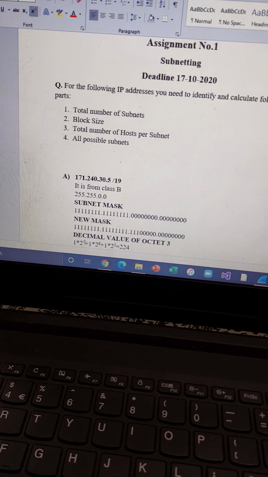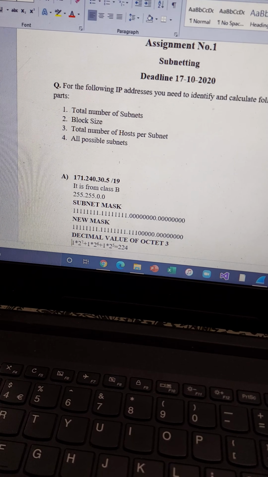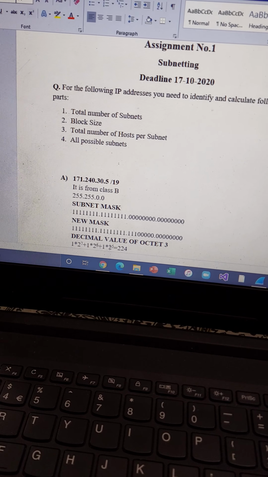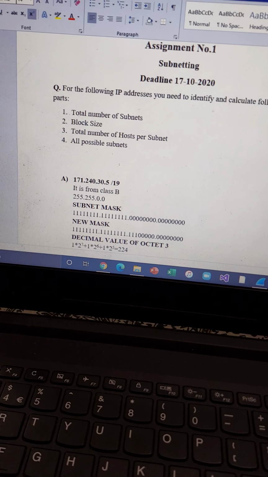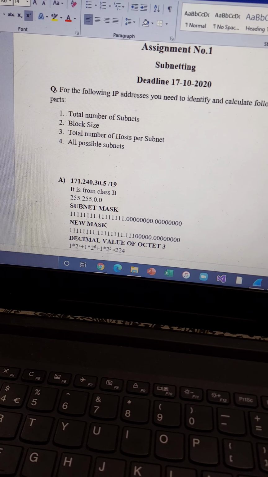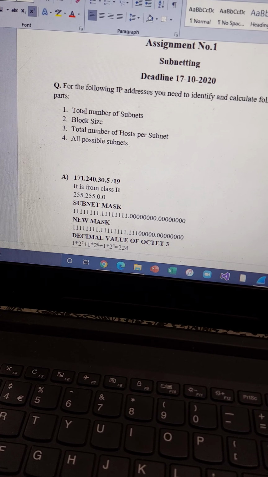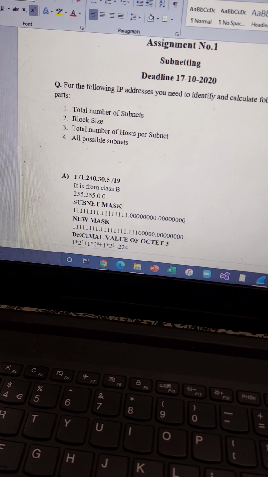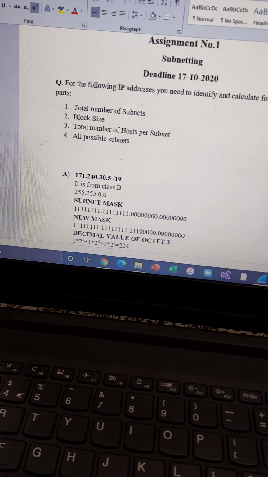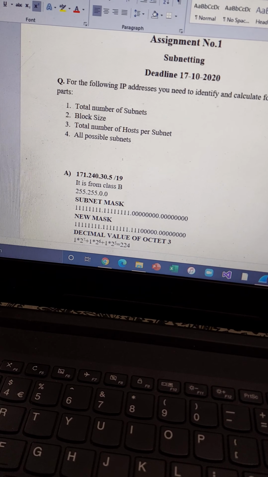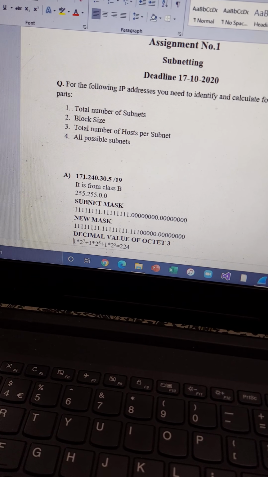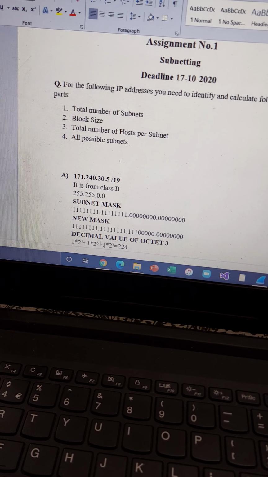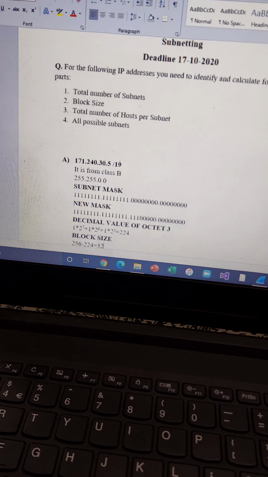Here sir, we will calculate from right to left, starting from 2 raised to power 0 till 2 raised to power 7. We will do it from descending to ascending, as I have written here: 1 into 2 raised to power 5, plus 1 into 2 raised to power 6, and 1 into 2 raised to power 7. So we will get overall 224.